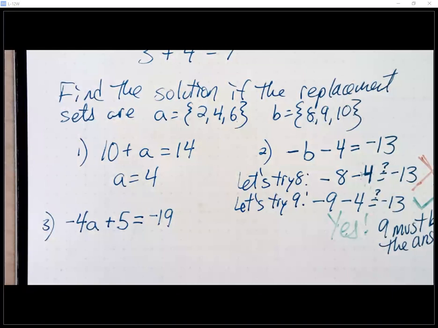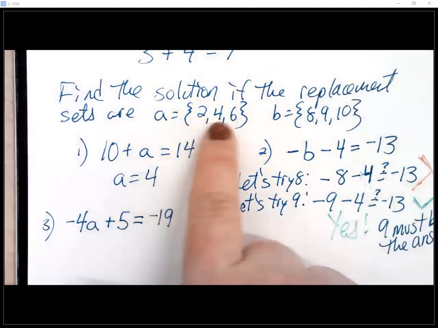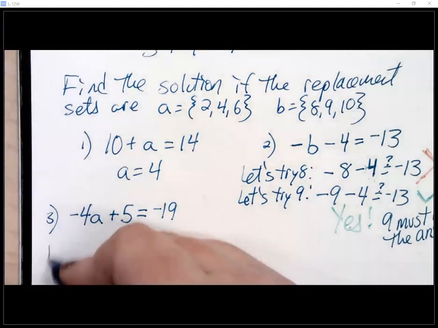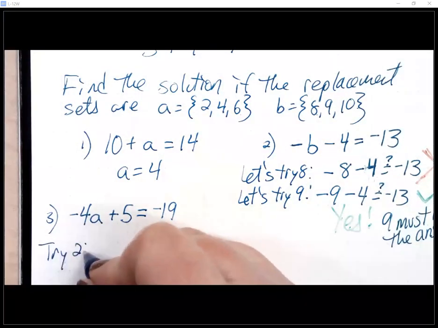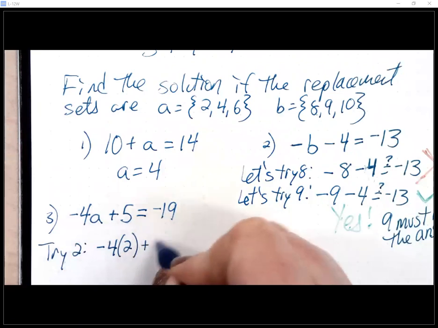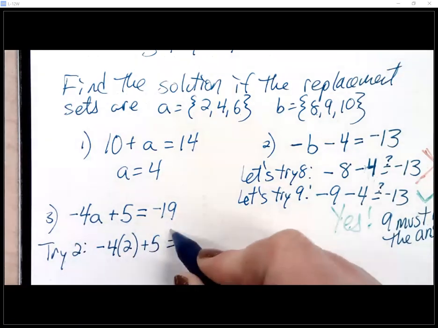So you may not immediately know what the answer is, so you're going to test the things in the replacement set. Now this is using the A variable, so the only answers are either 2, 4, or 6. I have to figure out which of those 3 it is. Okay, so let's just try 2. Is -4 times 2 plus 5 equal to -19? See how I'm putting a question mark over my equal sign? Because I don't know yet.